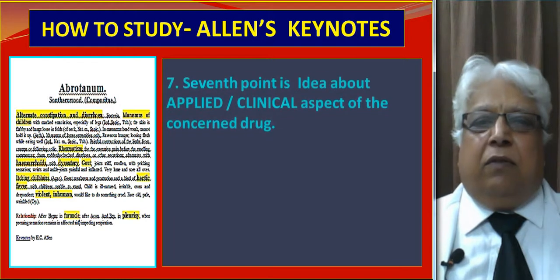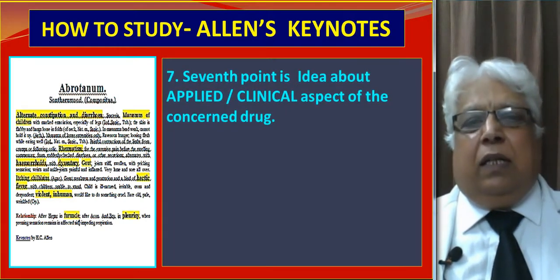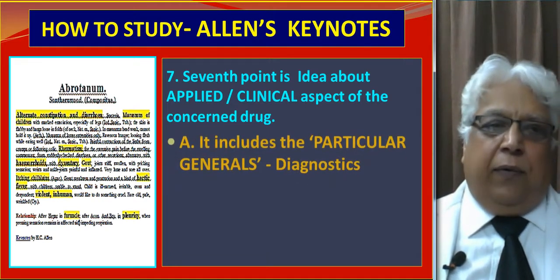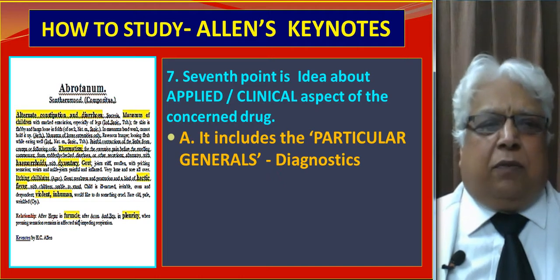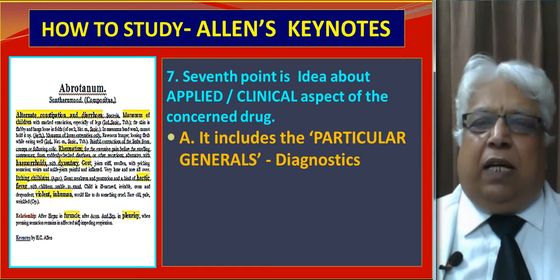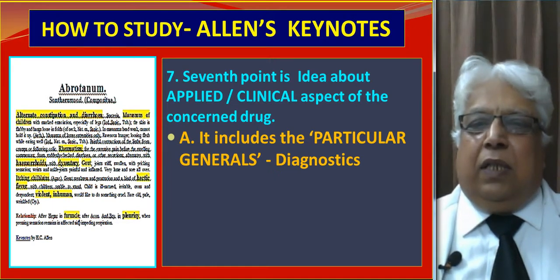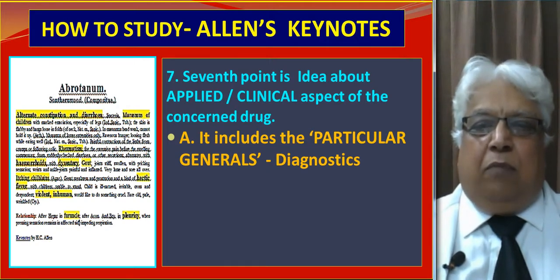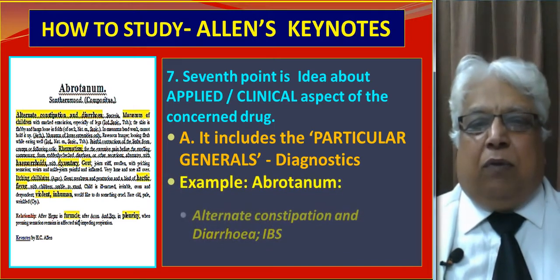Now let us see what I would like to see next. The seventh point is the idea about the applied or clinical aspect of the drug. That includes the particular generals only. He writes in between, see: alternate constipation and diarrhea, marasmus, rheumatism, gout, hemorrhoids, hectic fever, and chilblains. So all these are the diagnostics, pleurisy, furuncle, and they have a few symptoms about them.